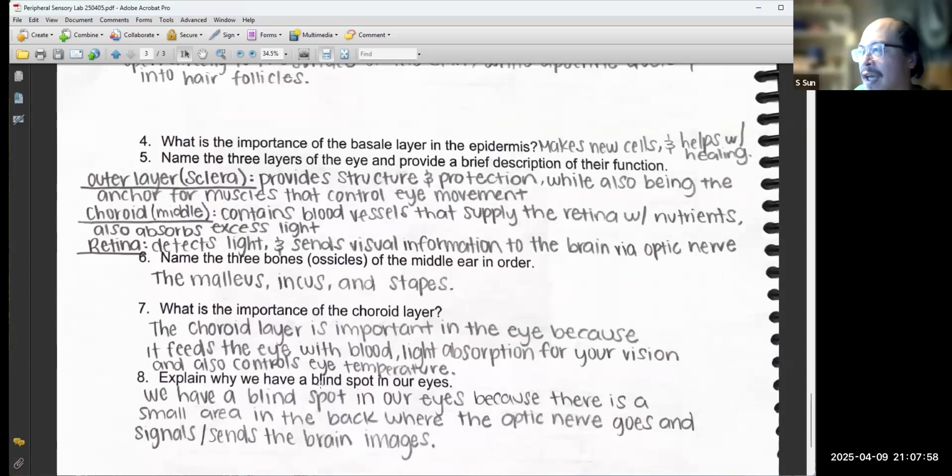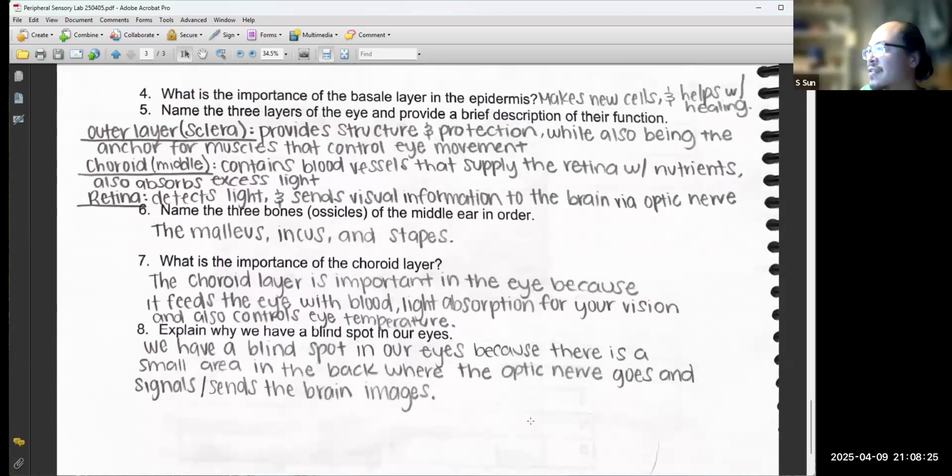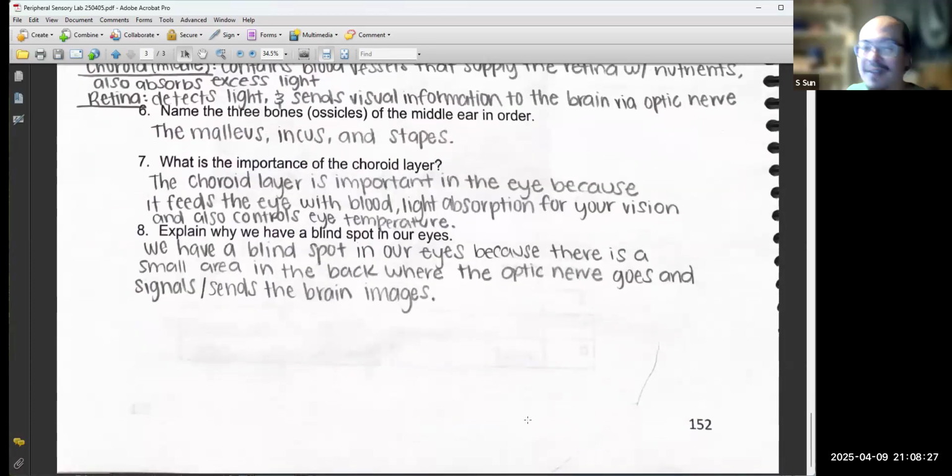Explain why we have the blind spot. The blind spot is the optic disc, because over there we don't have photoreceptors. So that's the blind spot in our eye, a small area in the back where the optic nerve goes. This is basically the optic disc, where you don't have any photoreceptors. And that is it.